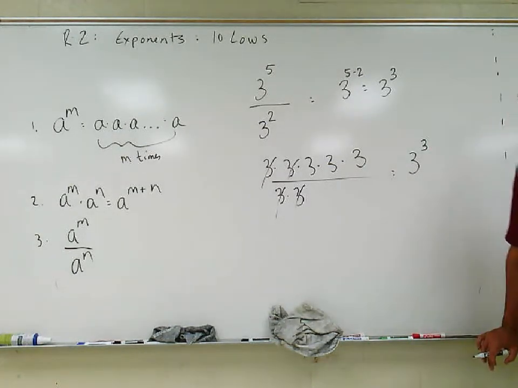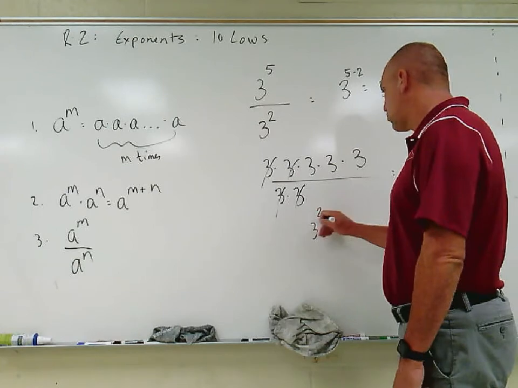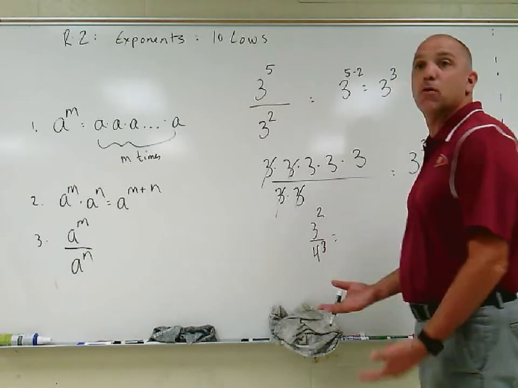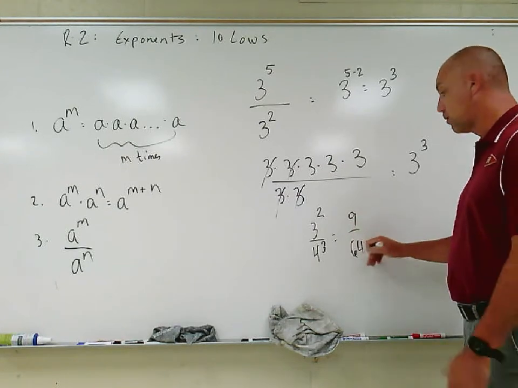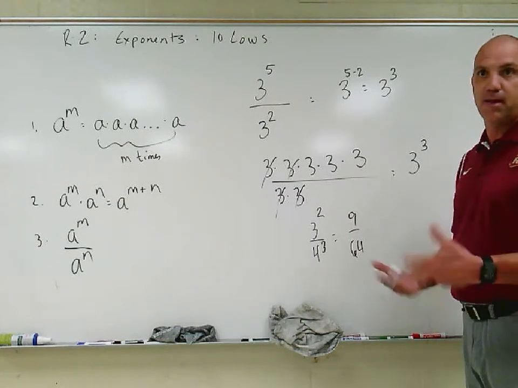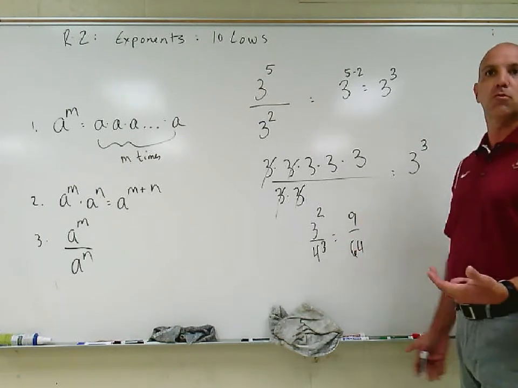Yes? What happens if there was like 3 to the 6, and then under would be like 4 squared? Well, if it's not the same base, we can't do anything. We're just looking for shortcuts. So if the base is not the same, like if it's 3 squared over 4 cubed, I gotta just work it out. Right? 3 squared is 9, 4 cubed is 64, and that's it. I can't reduce it. So it's a good question.